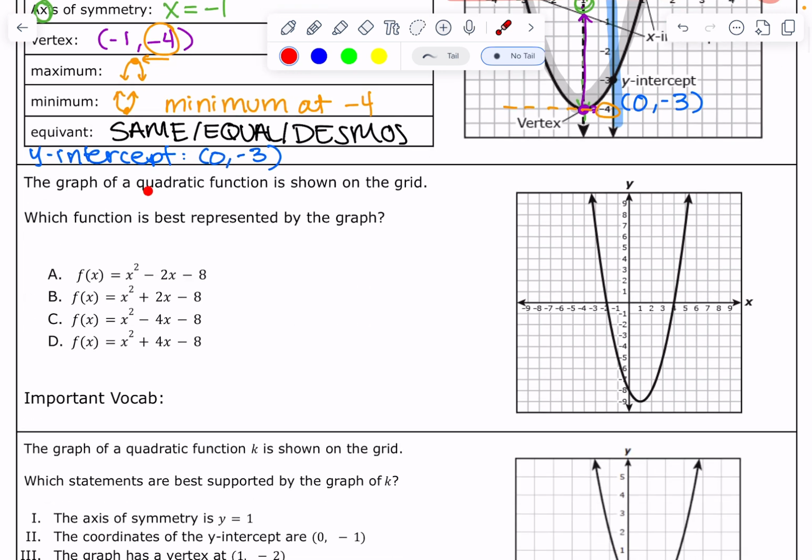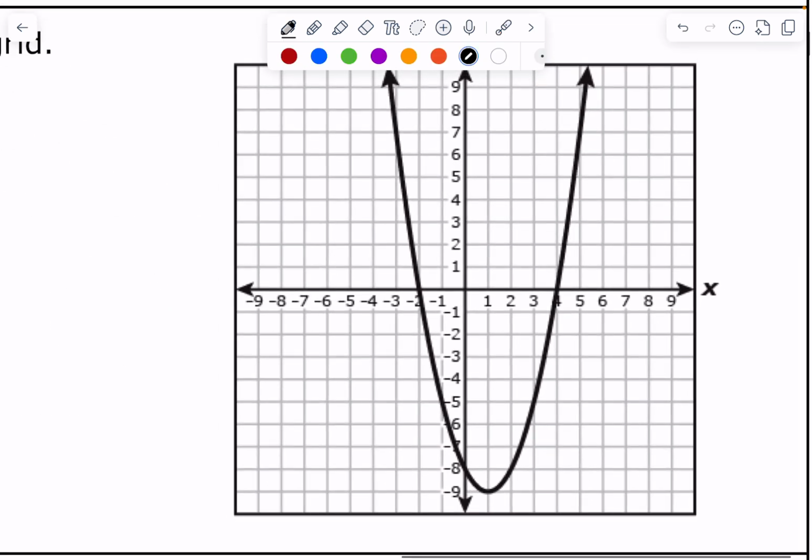The graph of the quadratic function is shown on the grid. Which function is best represented by this graph? I have a graph and I have equations. I need to match them. There's no important word here. You just see this question and you know what to do. I want to look at this graph first and ask, what are my important points?